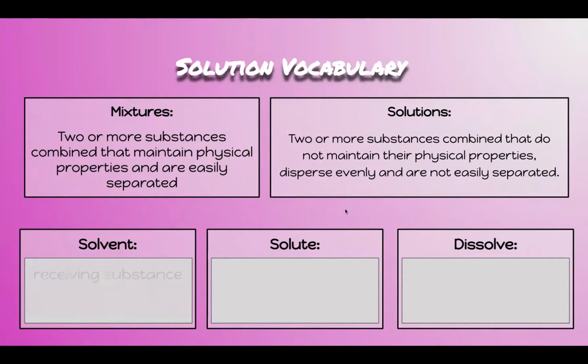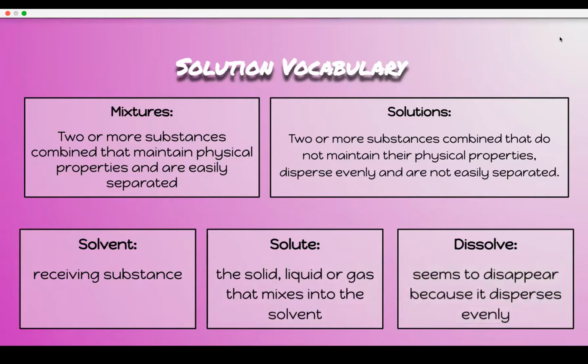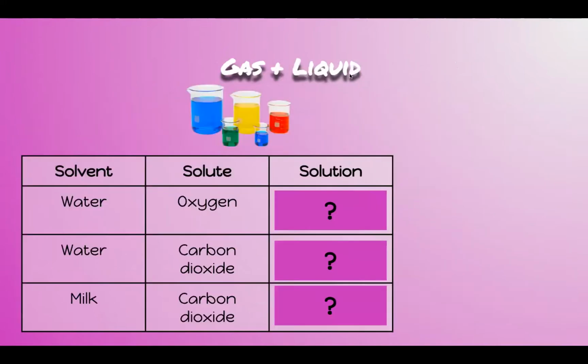So with solutions, we have the solvent, the receiving substance, and the most common solvent we'll see is water. The solute is the solid, liquid, or gas that mixes into the solvent. So that's the smaller component. And then the word dissolve, it seems to disappear. The solute seems to disappear because it distributes evenly, or disperses evenly. We'll see some examples of that in a minute.